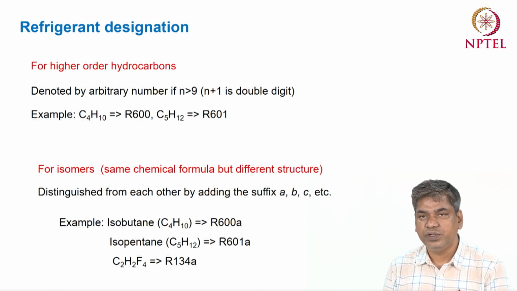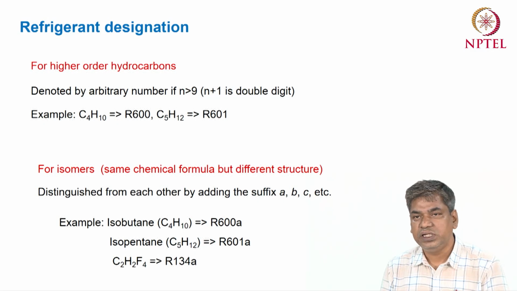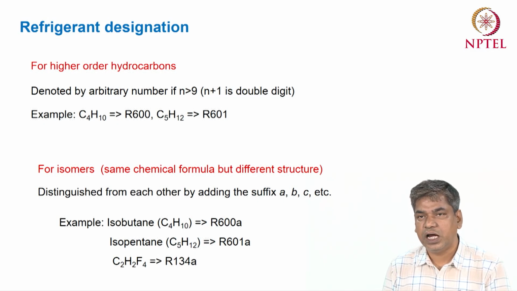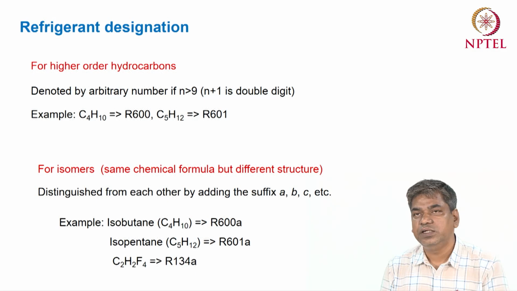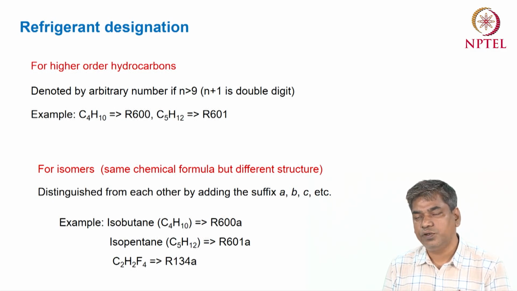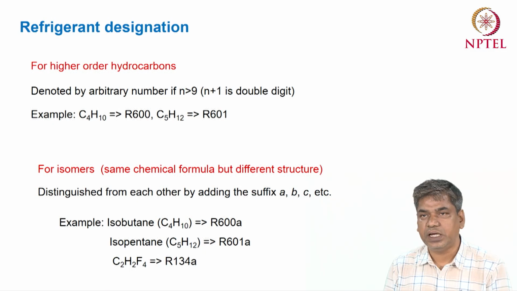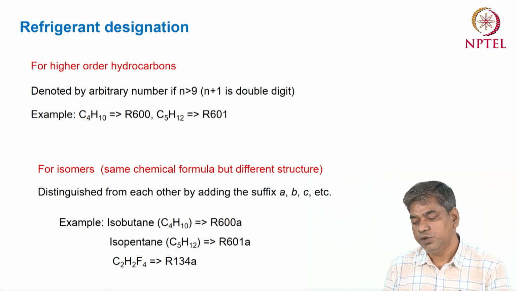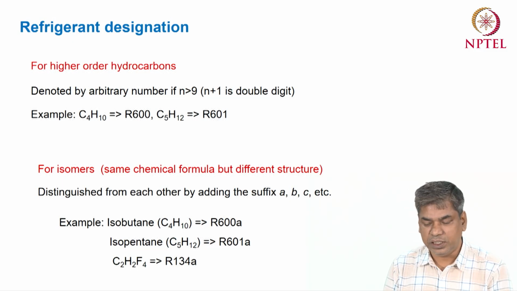Similarly, for C2H2F4 we can use the nomenclature R134A. Similarly, in the previous slide we used the nomenclature R1234YF. So YF is basically an arbitrary suffix to indicate that there are other isomers for that refrigerant.